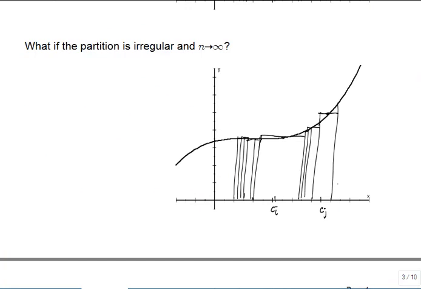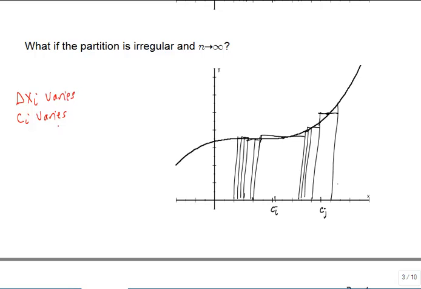So what if you have a partition that's irregular and n is going to infinity? So what if you have a partition where the widths are all different? Here we've got rectangles of various widths. What's going to happen? So what we notice in this picture here is that our widths, delta x sub i, vary, and the c sub i's vary. Some of them use midpoints, like this big one in the middle. Some of them use right endpoints, like this one over here. Some of them use left endpoints. So here we're using that Riemann sum idea and using different rectangles of different widths and different inputs.